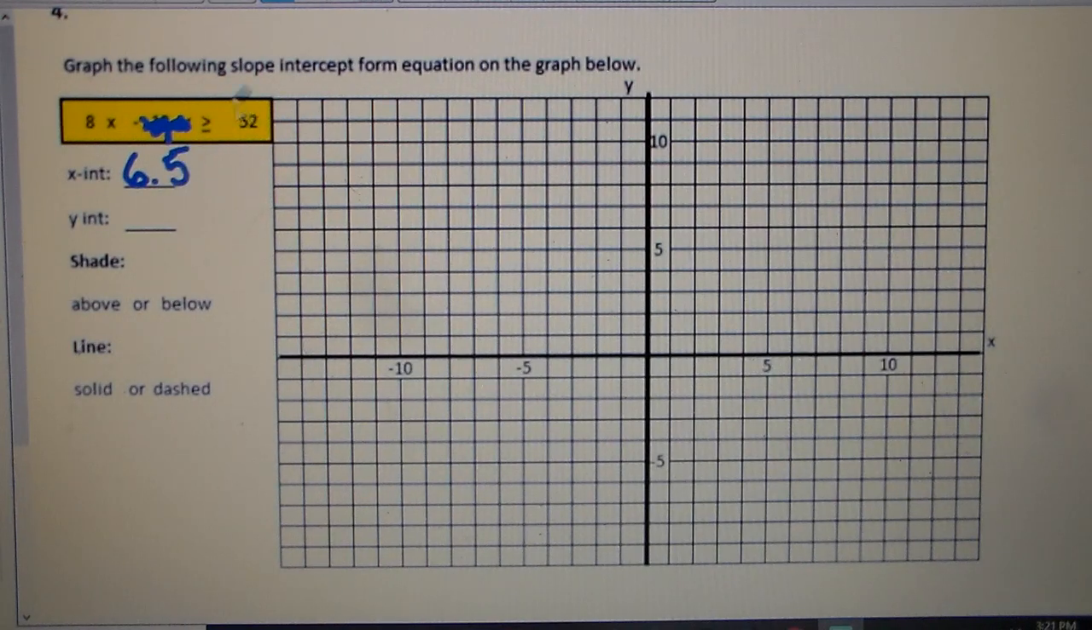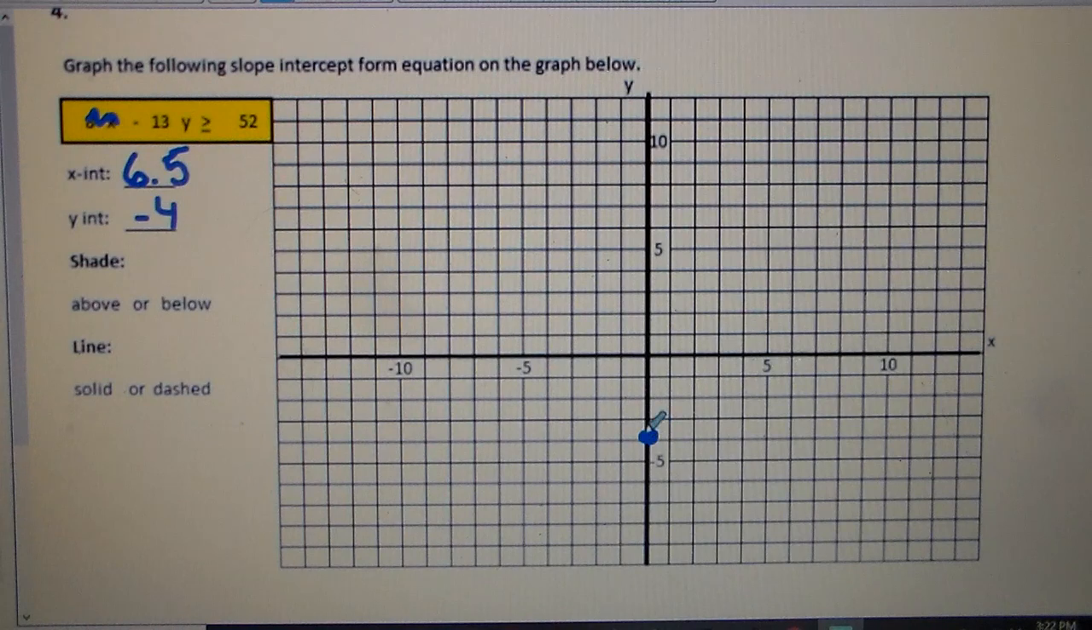Then, to solve for the y-intercept, we put a 0 in for the x. 8 times 0 is 0. Negative 13 times y is greater than or equal to 52. So you do 52 divided by negative 13, which we get negative 4. So our y-intercept is negative 4.